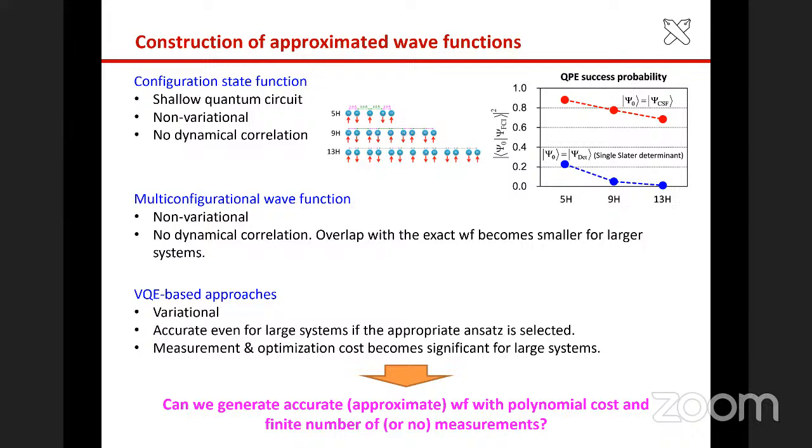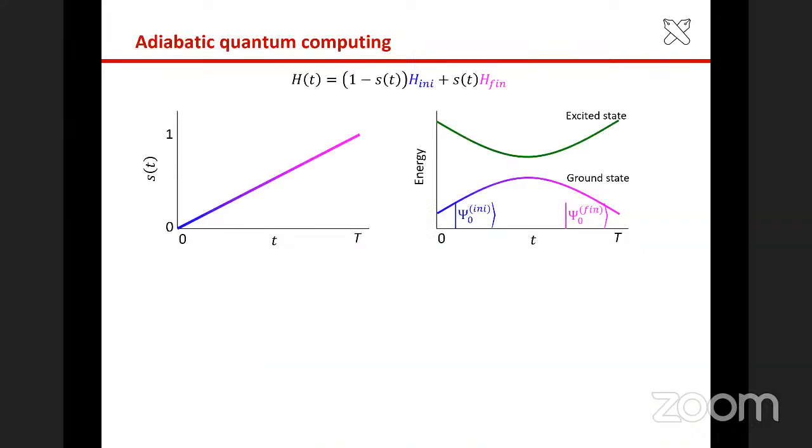So in order to do this kind of thing, we focus on the adiabatic quantum algorithm. Here I would like to briefly explain adiabatic quantum computing. We focus on a time-dependent Hamiltonian, looking at the linear combination of the initial Hamiltonian and the final Hamiltonian. And this s(t) is a function which goes up from 0 at the beginning of the time evolution and becomes 1 at the end of the time evolution.